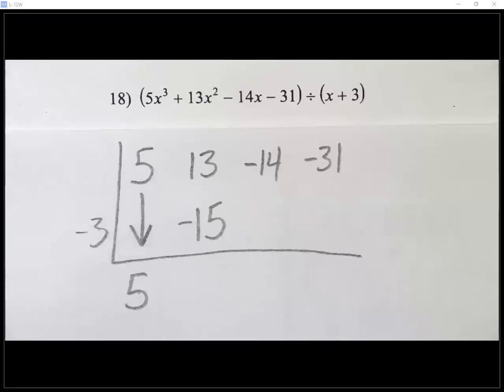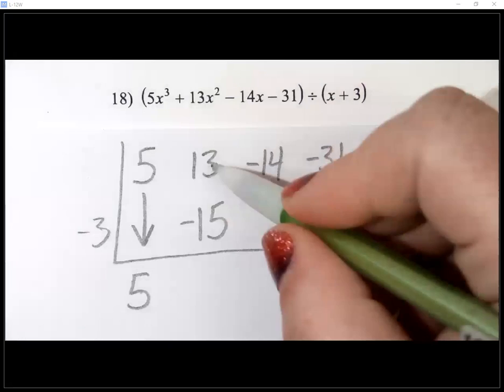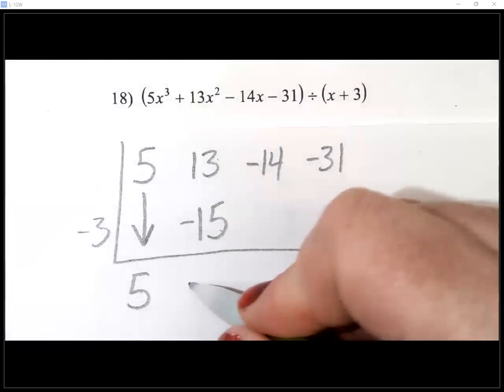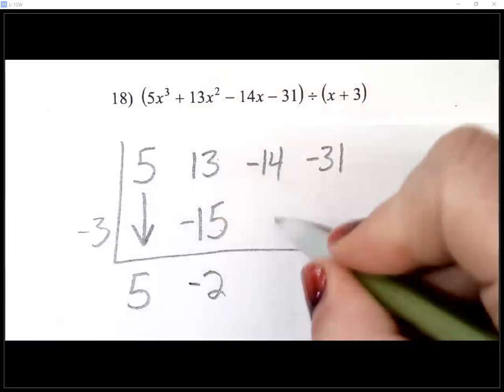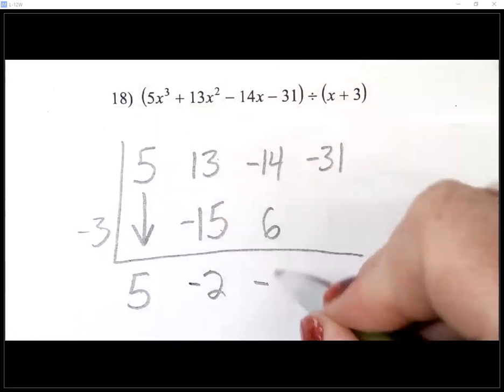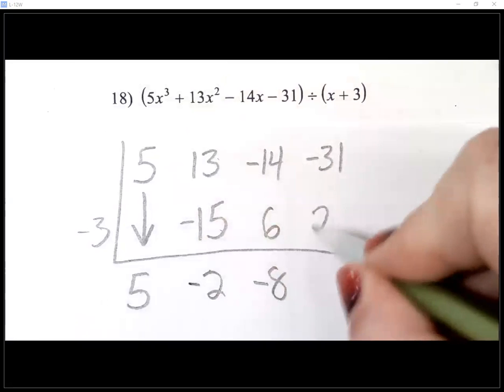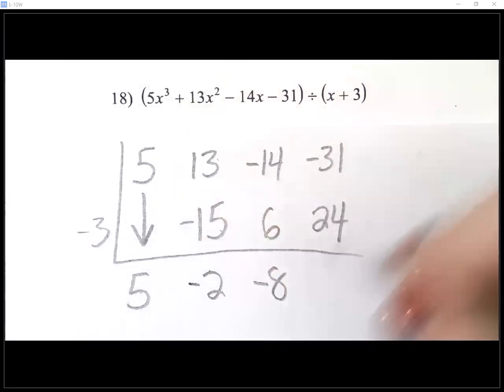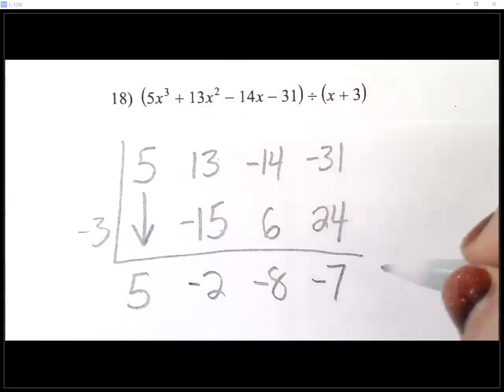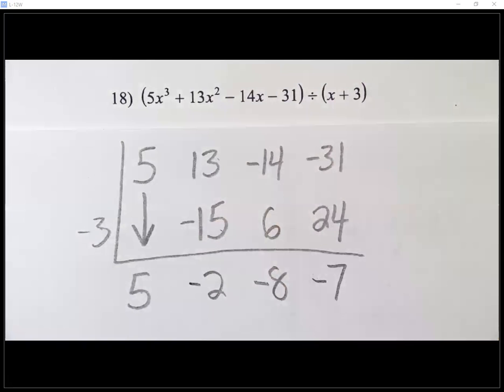Add these together. I get a -2. Multiply a +6. Add a -8. Multiply a +24. So that leaves me with a -7. So here's my numbers at the bottom. Did we get those numbers?